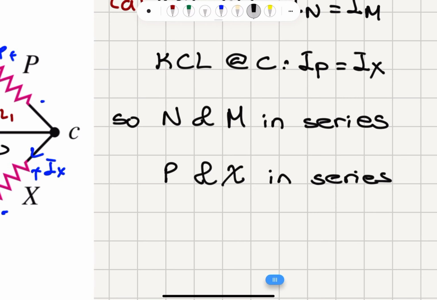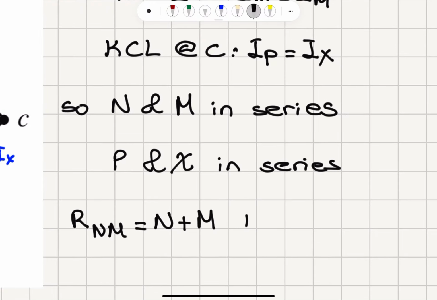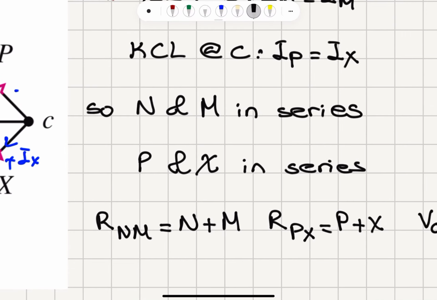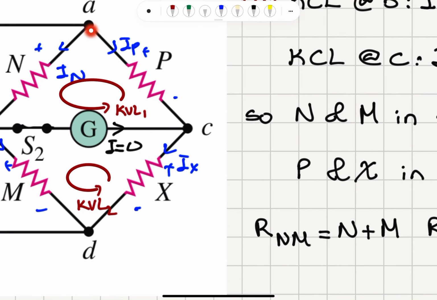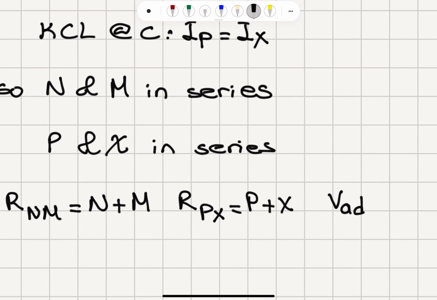Now, what is the equivalent resistance of N and M? The equivalent resistance of N and M connected in series is N plus M, and the equivalent resistance of P and X connected in series is P plus X. And the voltage that appears across these equivalent resistances, the voltage between points A and D here, is epsilon, the battery EMF.